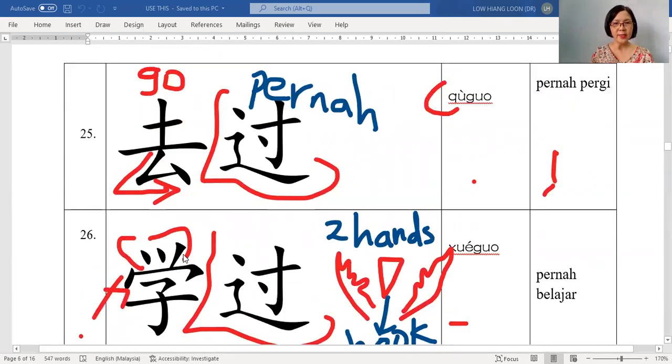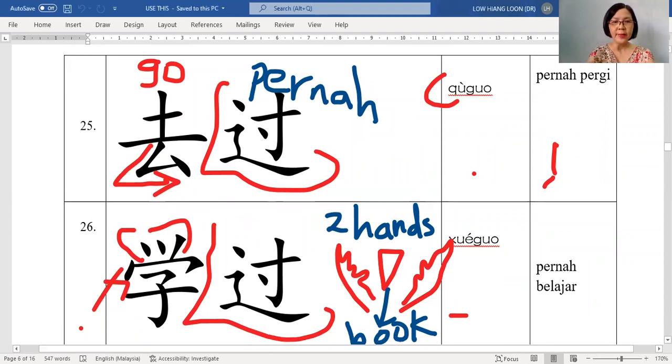So come to this. Now, do you recognize this is the radical of boat again? 对吗? 对，老师. So here, you don't say welcome, but you have to remember like you have traveled to somewhere with this boat. You have done something with this boat. Because this part is 过. 过 means here is pernah. You have done something before.